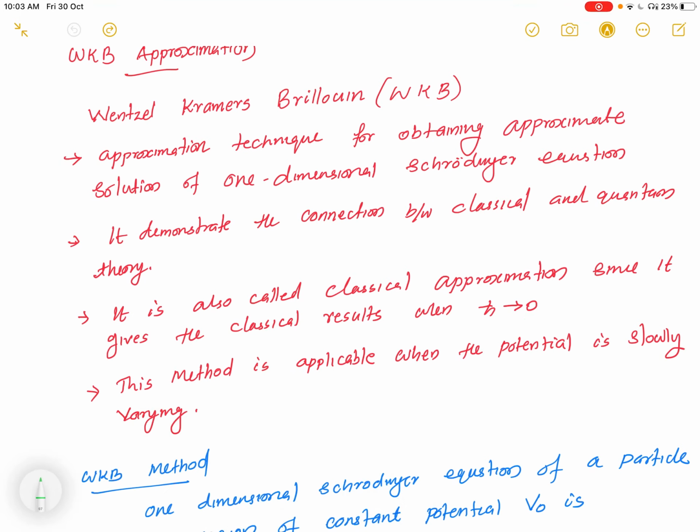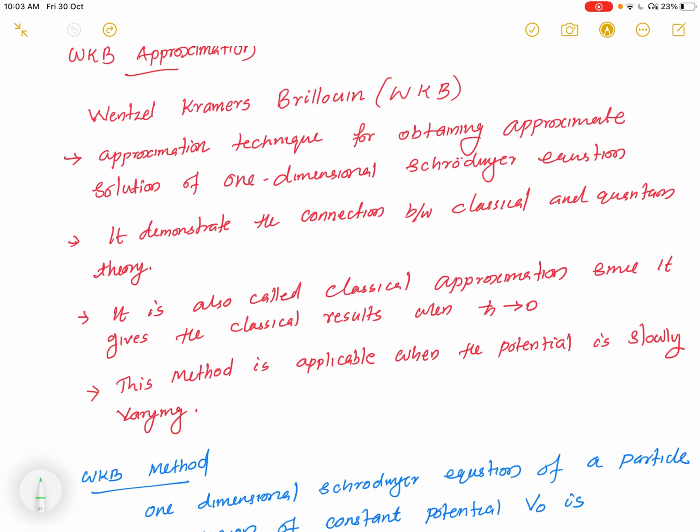The WKB method means a method to obtain the solution for a one-dimensional Schrodinger equation. So we start with how this works. Take the one-dimensional Schrodinger equation of a particle moving in a region of constant potential V0. So what is the Schrodinger equation? d square psi by dx square plus k square psi is equal to 0.